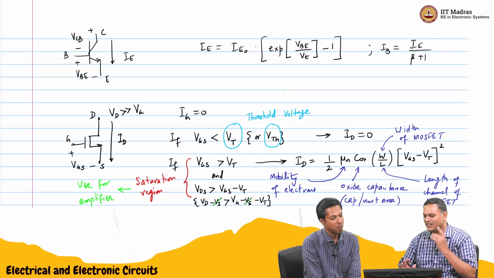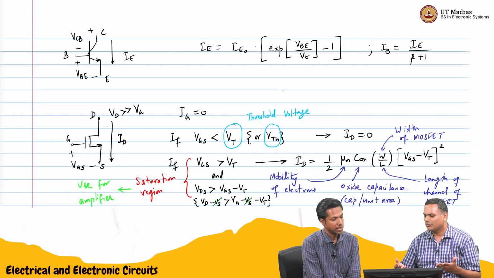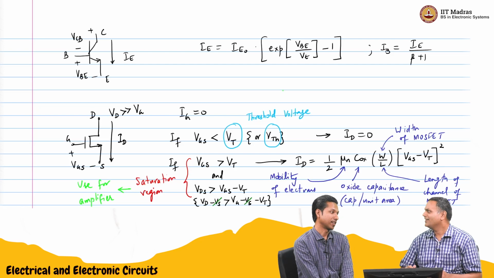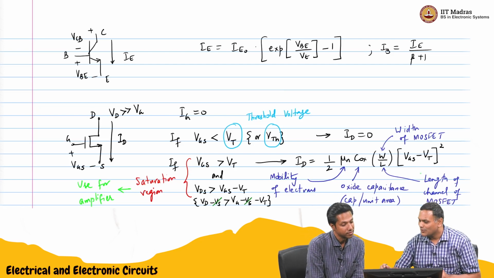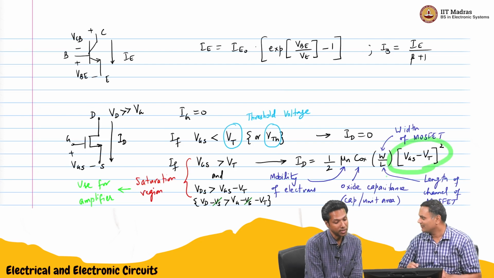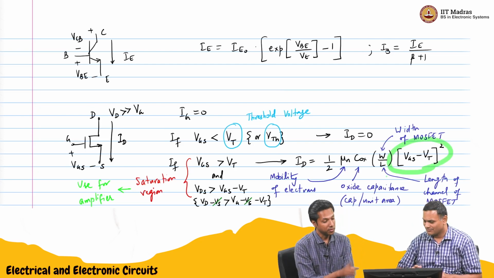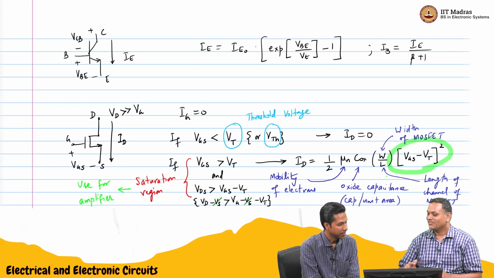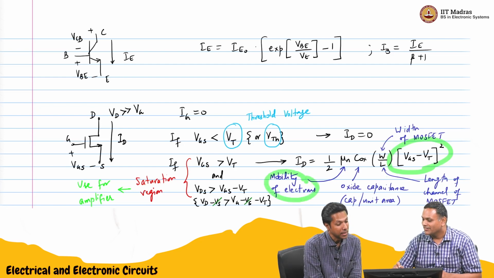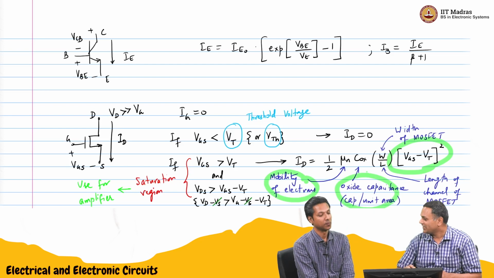Just like to calculate the current through the device, the emitter current, it was exponential. Here it's a square law. VGS minus VT. In fact, we learned this new term called VT, threshold voltage. We learned this thing called mobility. Oxide capacitance per unit area.